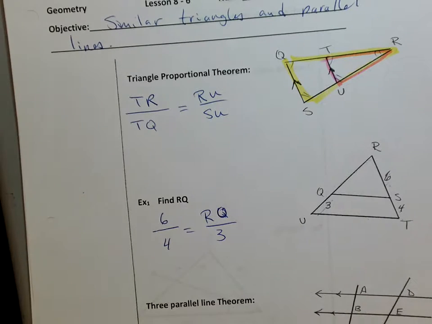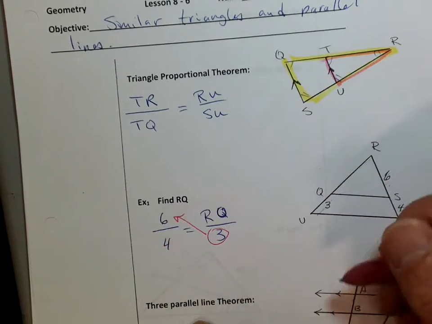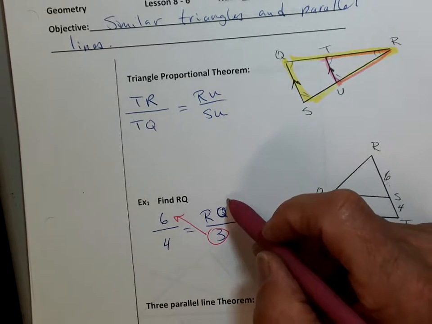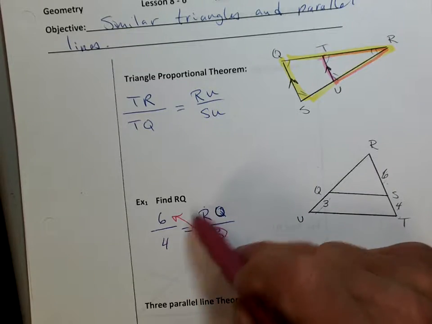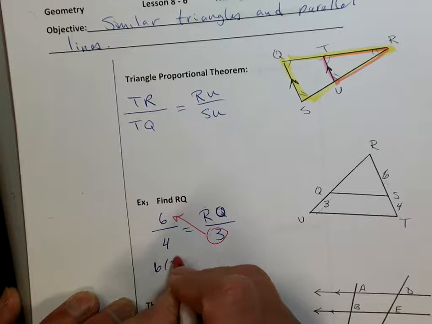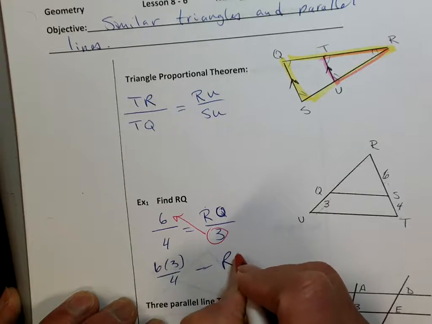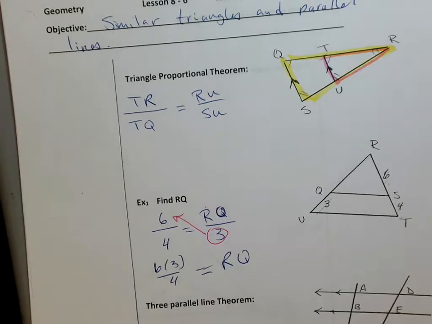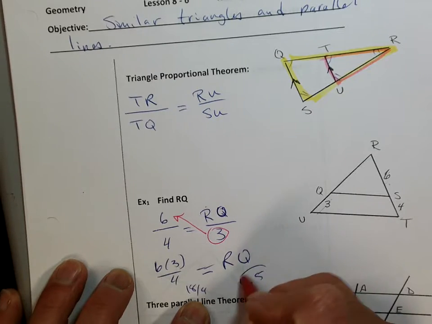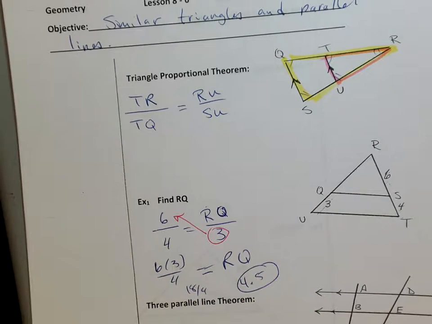Cross multiply. Now, I keep saying cross multiply, but I'm going to skip a step. It's just much easier. Just multiply up the 3 because the 4 is already on that side. If you multiply by the 4, you're just going to have to divide by the 4. So I'd have 6 times 3 over 4 equals RQ. Do you see why there's no reason to multiply by the 4? It's just one extra step. So 18 over 4 is 9/2 or 4.5. Pretty easy little theorem, isn't it?